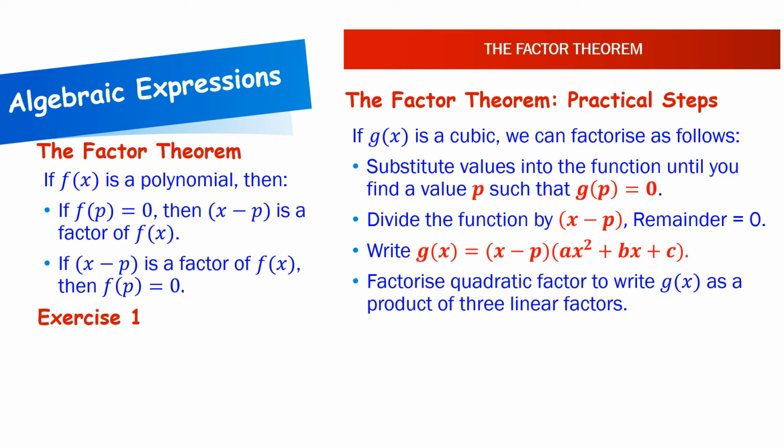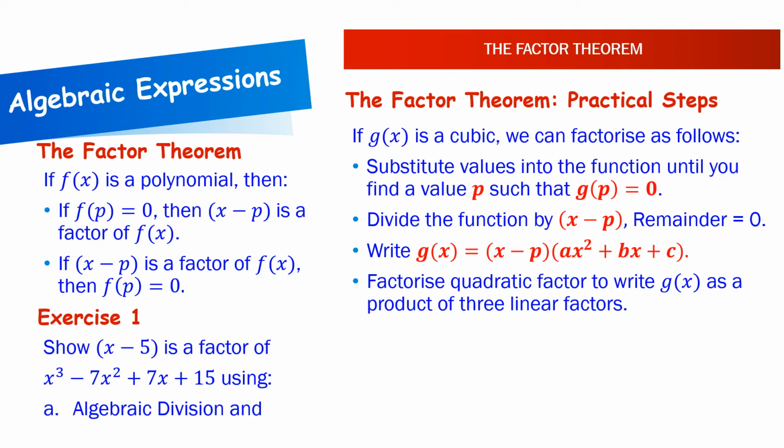Now let's have a go at an exercise. Show that x minus 5 is a factor of x cubed minus 7x squared plus 7x plus 15 using algebraic division and the factor theorem. Pause the video and have a go. Press play when you're ready to view the solutions.